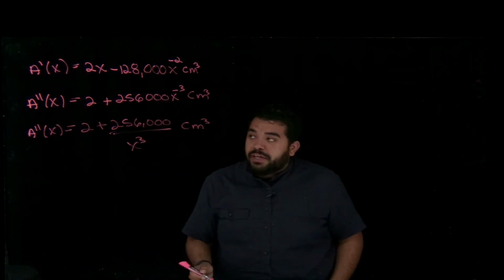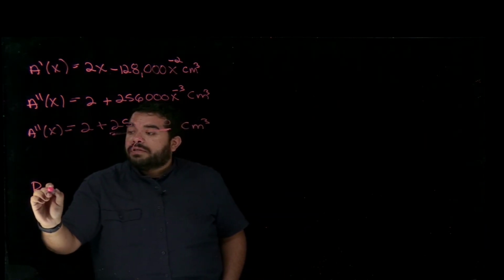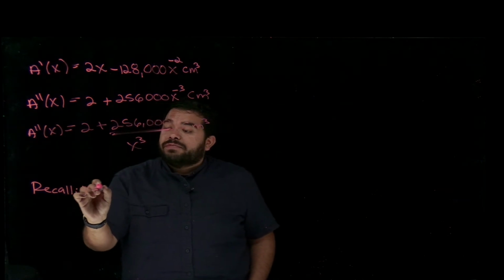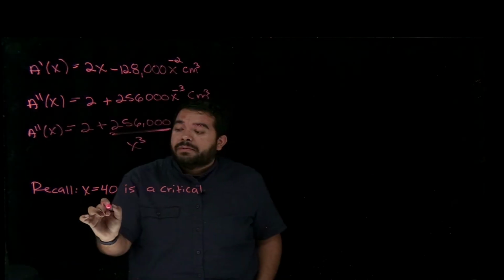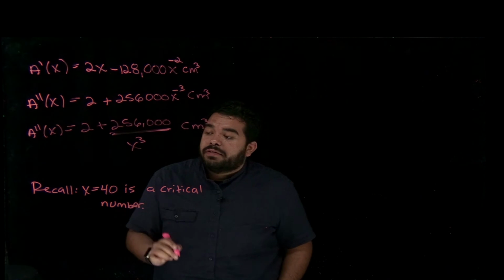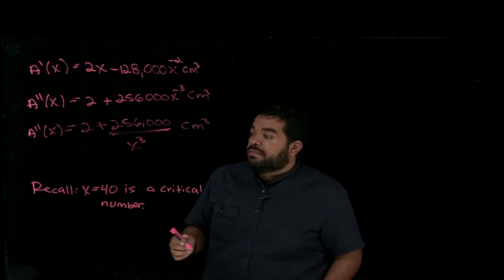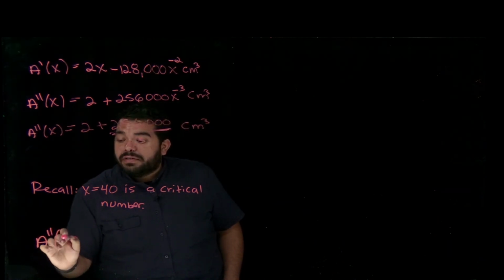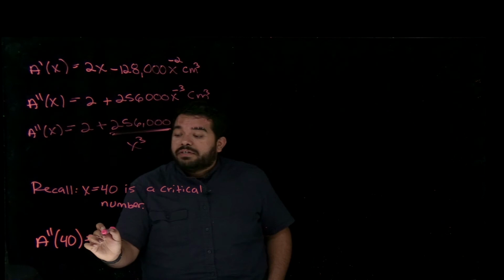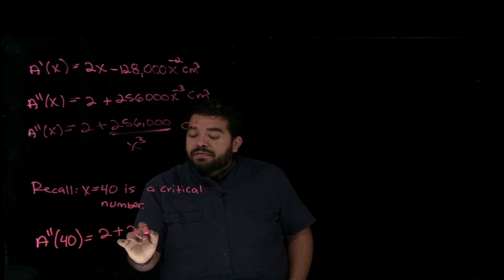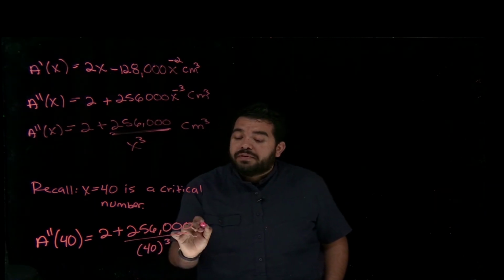All right, so now that we have this here, again, we're going to plug in our value 40. Let's recall that x equals 40 is a critical number. So what we're going to do now is plug it into the second derivative to check if we have concave up or concave down. I'm going to plug in 40 everywhere I see an x here. So I have 2 plus 256,000 divided by 40 raised to the third power, and this will be cm cubed.